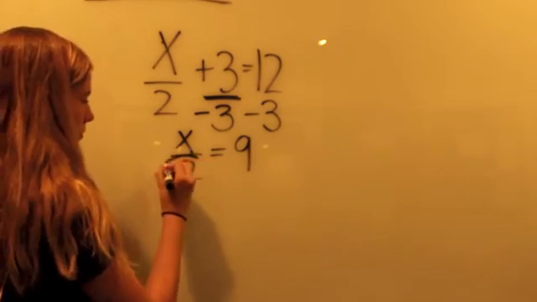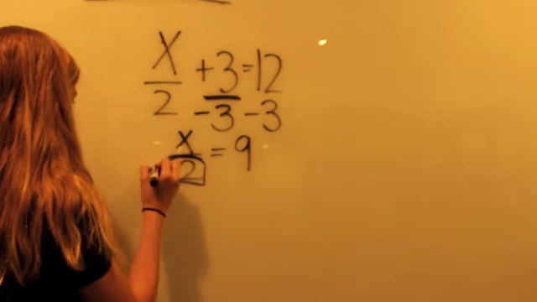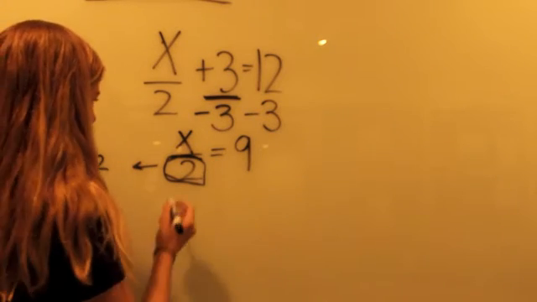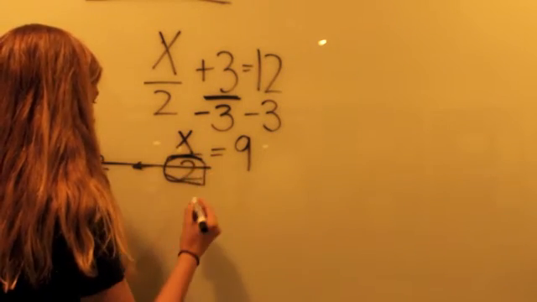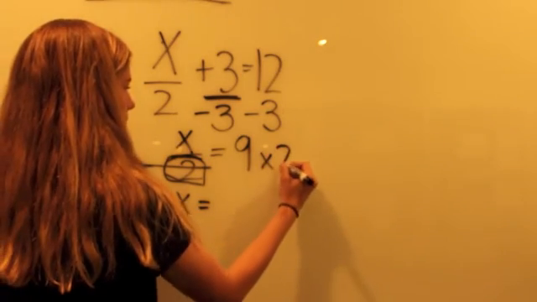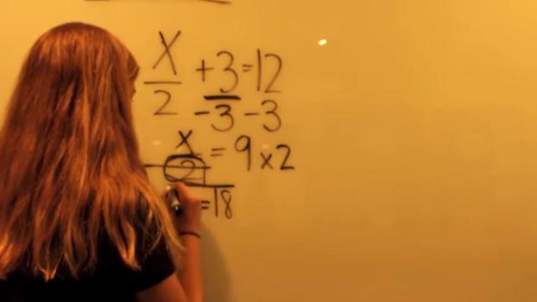Because we're dividing x by 2, the opposite would be multiplying. So we're going to multiply the whole equation by 2. So now the 2's will cancel each other out, giving us x. And we have to multiply 9 by 2 as well, giving us x equals 18.